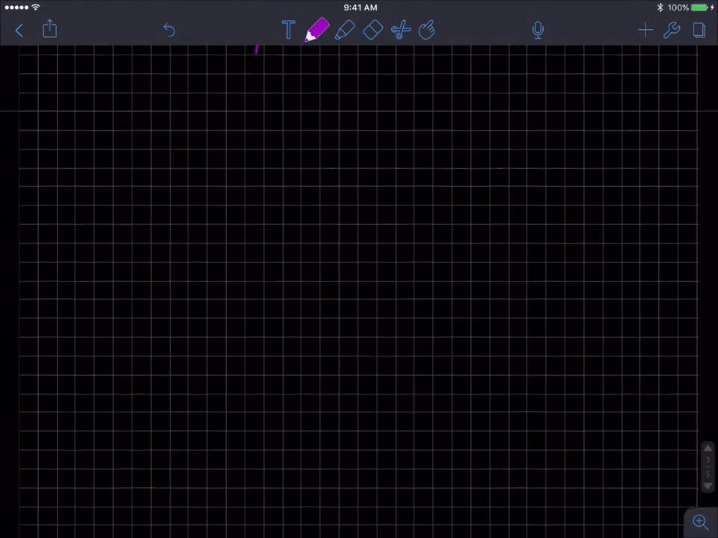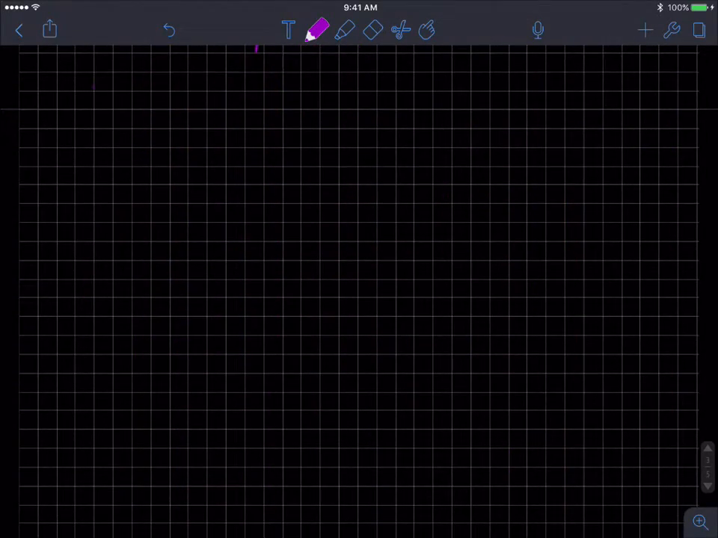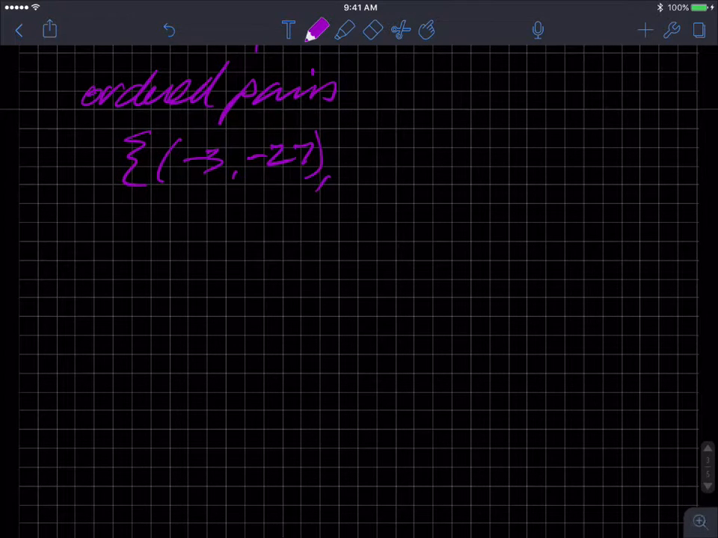We don't have to use maps though some people would prefer maps. We can use ordered pairs. Okay, so the example I had was longer. I'm going to make it a little bit shorter. -3, -27, comma, -2, -8. Another ordered pair would be -1, -1, and let's say 0, 0. They had a bunch of positive numbers, but I'm trying to make this shorter.